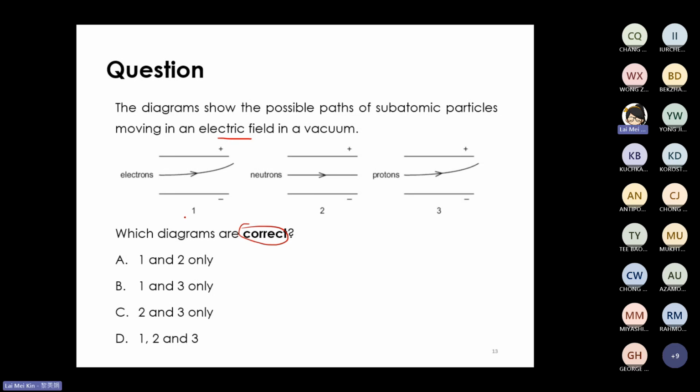Okay, which one is correct? Number 1, is it correct or not? All right, electrons, negative charge, go towards positive, so this is correct. Number 2, neutrons, virtually zero, okay, zero charge goes straight. Correct? Yes. Number 3, proton, positive charge, should go where? Down, negative. Okay, so this is wrong. So what's the correct answer? A.